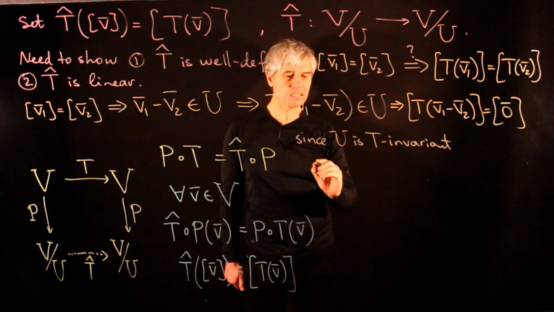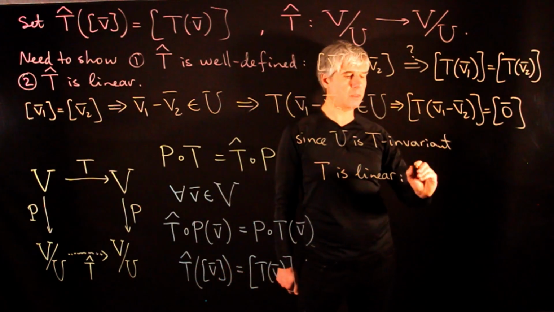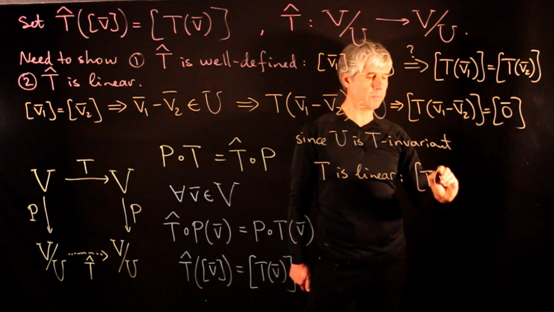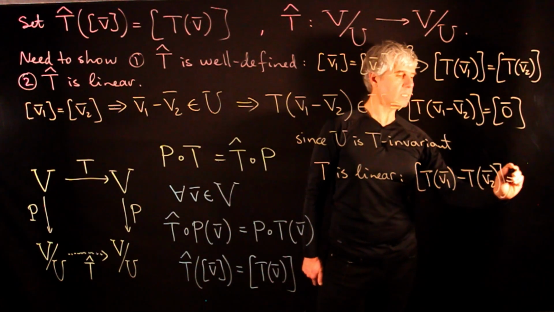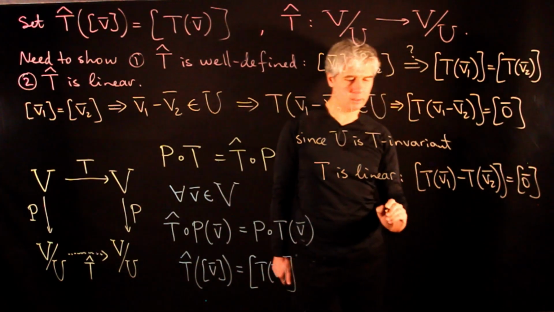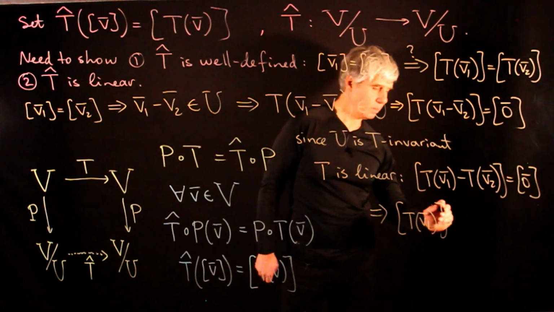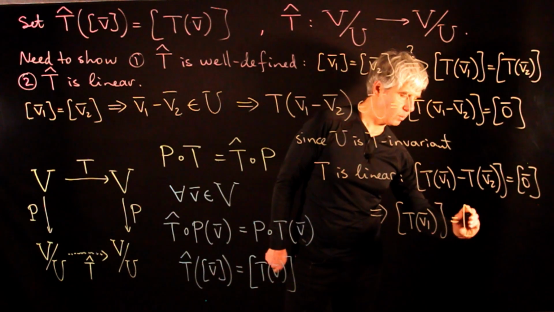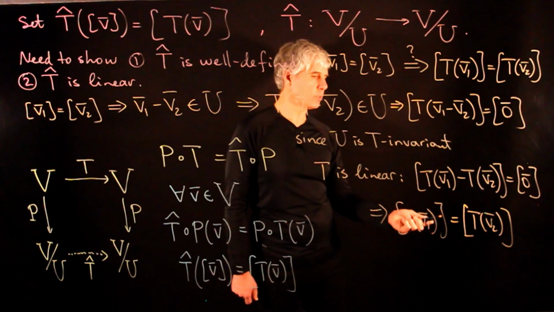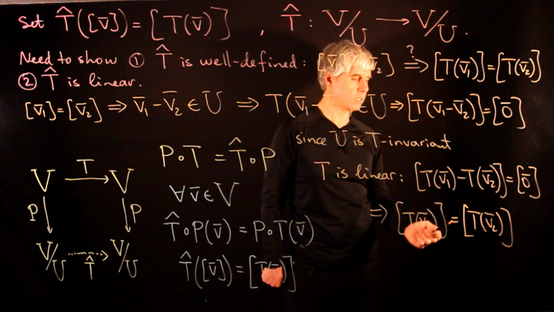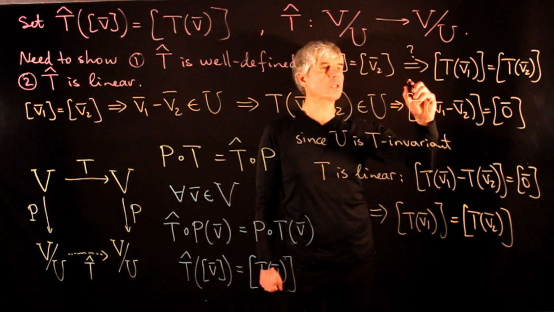And then, since T is linear, we get that the class of T of v1 minus T of v2 is the zero class. And from here, we conclude that the class of T of v1 is equal to the class of T of v2. And here we use the fact that in the quotient space, the class of a difference is equal to the difference of the classes of the two vectors. And that's exactly what we wanted to prove.